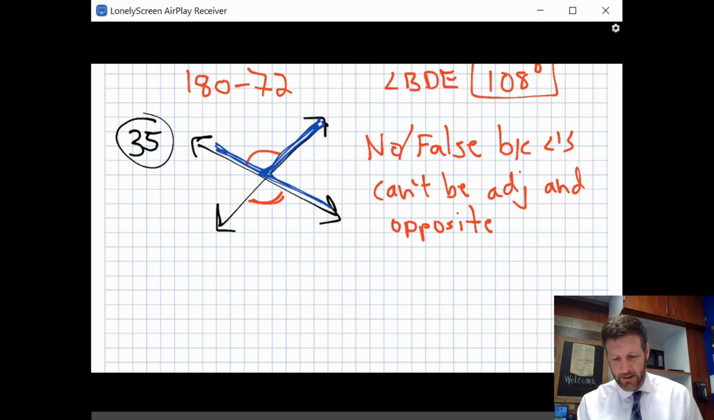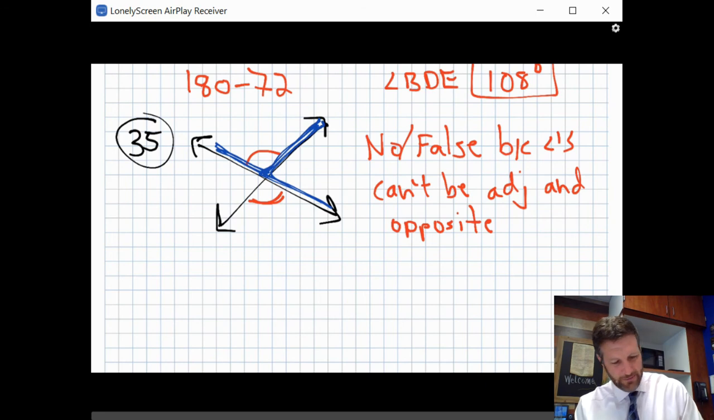Oh, and actually, I'm sorry, it did say, I misread it. It said they can't form a linear pair, but that's the same idea as what I showed there in the blue. Linear pairs have to form a straight line and be adjacent to each other. And like we just said, you can't be both adjacent and opposite. So sorry. Overall, that's true. Just kind of said it the wrong way.